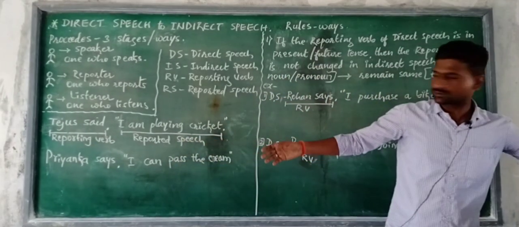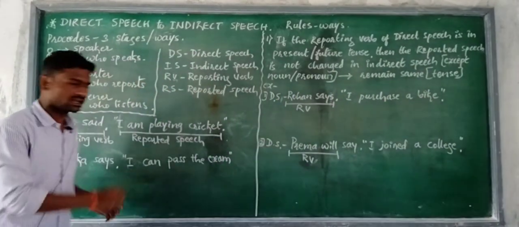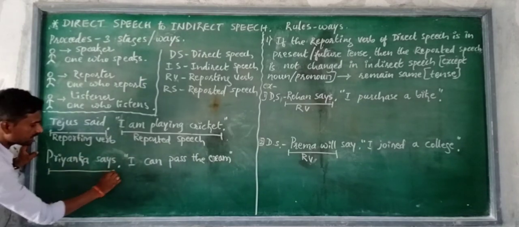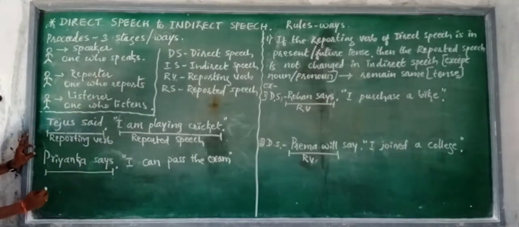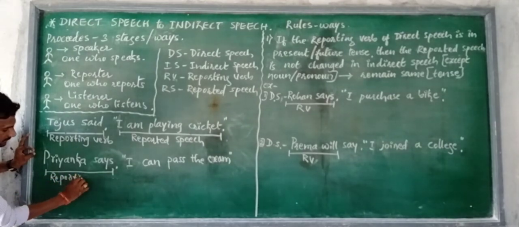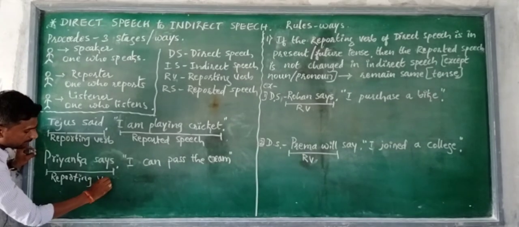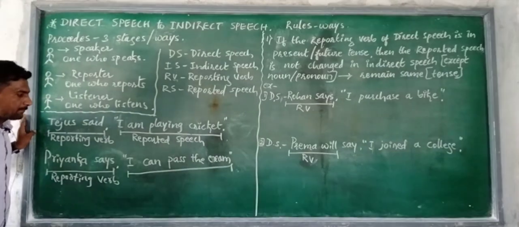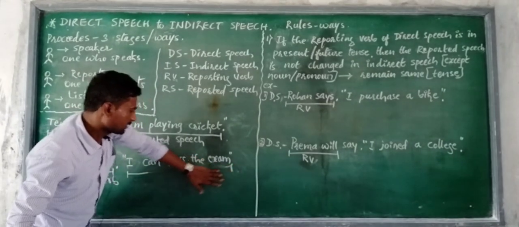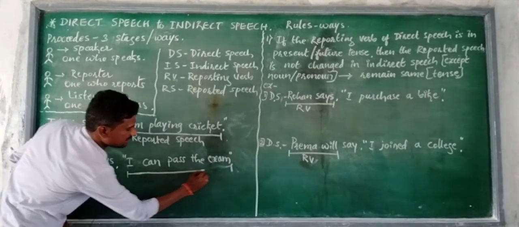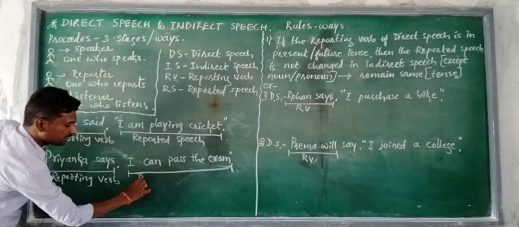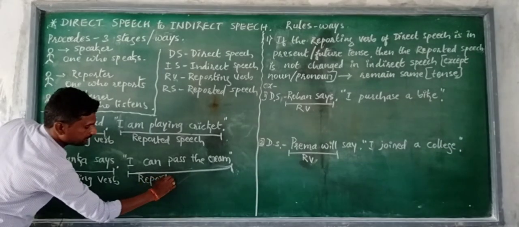Okay, see my dear students, I have mentioned another statement on the board here, and I am going to make the division. Priyanka says, I can pass the exam. See, this Priyanka says is divided by the name of reporting verb, and these words of the speaker, I can pass the exam, is divided by the name of reported speech.